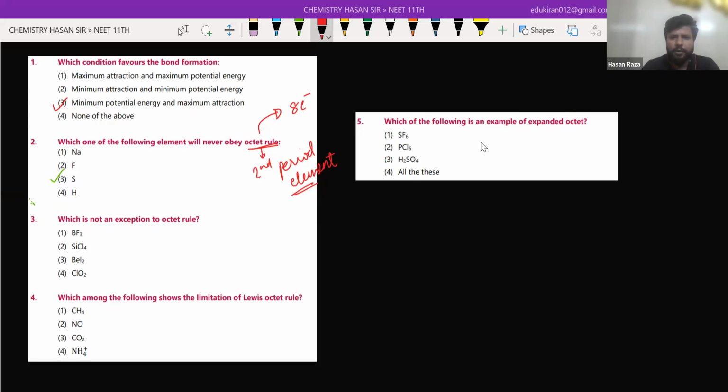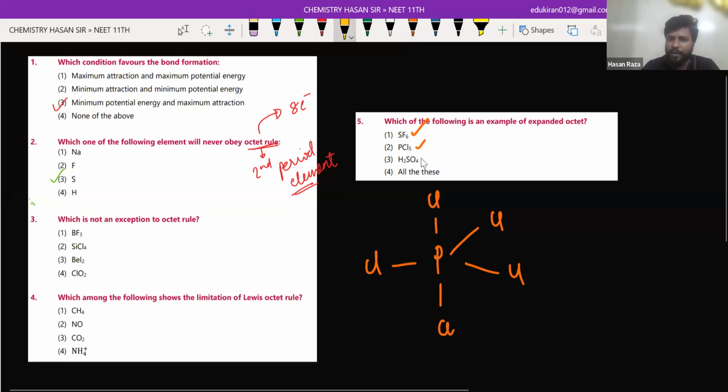Expanded octet means more than 8 electrons. SF6 makes 6 bonds. One bond contains 2 electrons, so 6 bonds means 12 electrons. PCl5 makes 5 bonds, right? You know the PCl5 structure is very important. So how many bonds are there? 5, that means 10 electrons. More than 8, that means it is expanded.